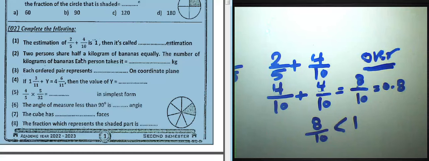Question number 2: 2 persons share half a kilogram of banana equally. The number of kilograms of banana each person takes equals blank. 2 persons share half of a kilogram of banana equally.